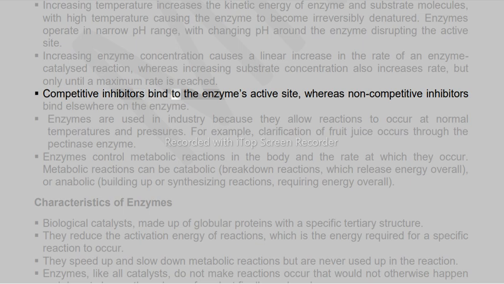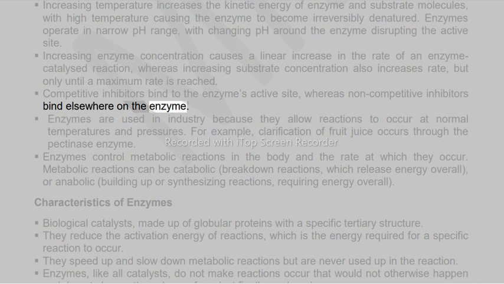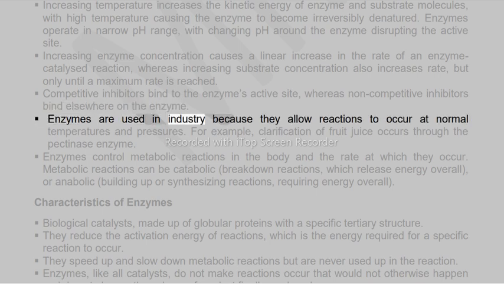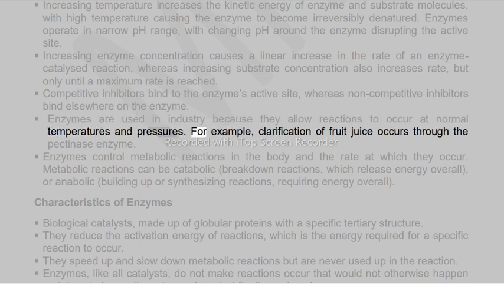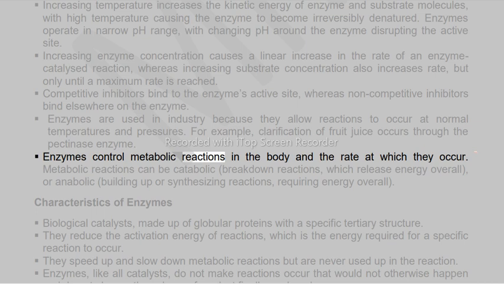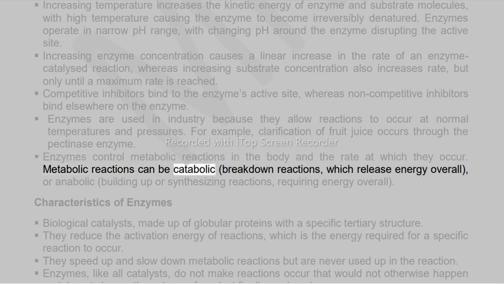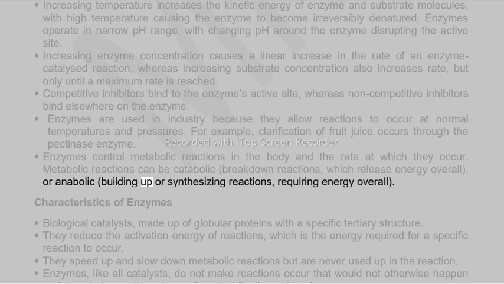Competitive inhibitors bind to the enzyme's active site, whereas non-competitive inhibitors bind elsewhere on the enzyme. Enzymes are used in industry because they allow reactions to occur at normal temperatures and pressures. For example, clarification of fruit juice occurs through the pectinase enzyme. Enzymes control metabolic reactions in the body and the rate at which they occur. Metabolic reactions can be catabolic, breakdown reactions, which release energy overall, or anabolic, building up or synthesizing reactions, requiring energy overall.